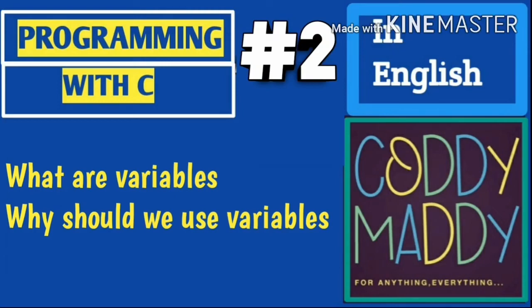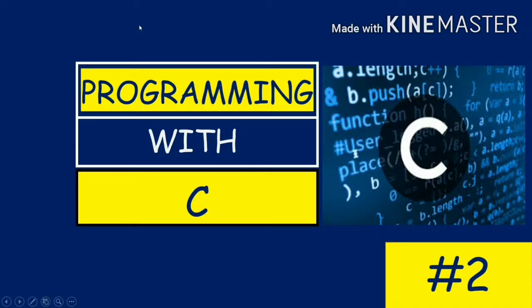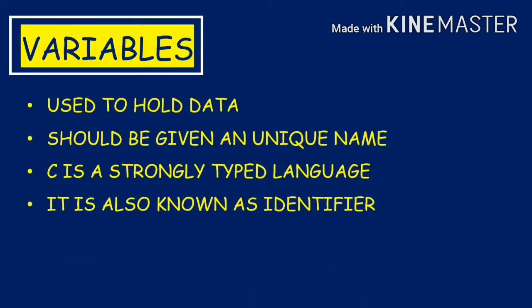So in this video we're going to talk about variables and memory location in C. So let's get started. So what are variables? Variables are used to store data or a value.